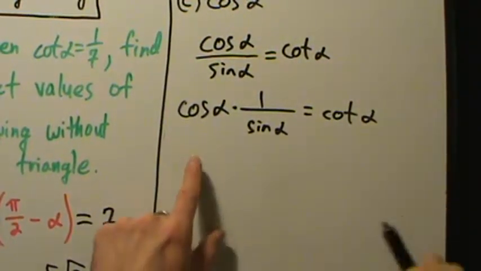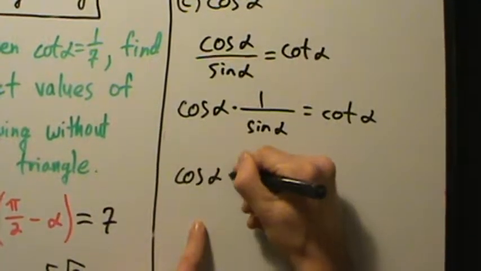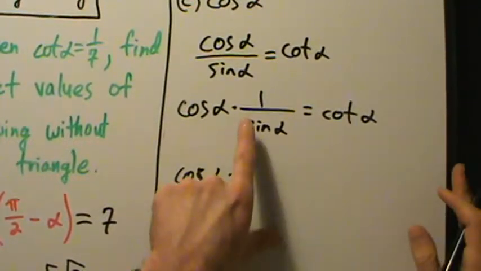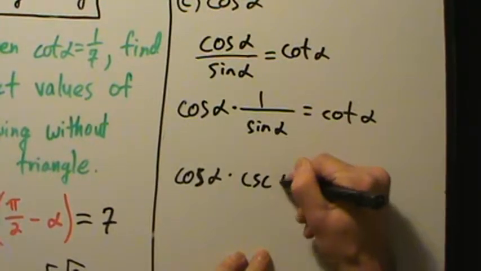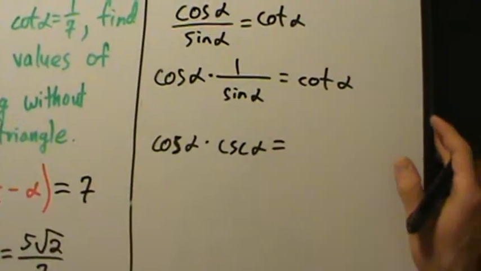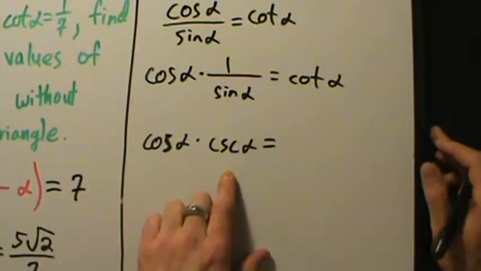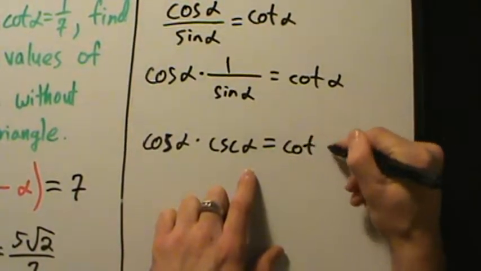Now cosine of alpha is just cosine of alpha. That's what we're looking for. Now 1 over sine, what is 1 over sine? 1 over sine, that's the cosecant of alpha, right? That's cosecant of alpha. So cosecant of alpha, and then cotangent of alpha still over here.